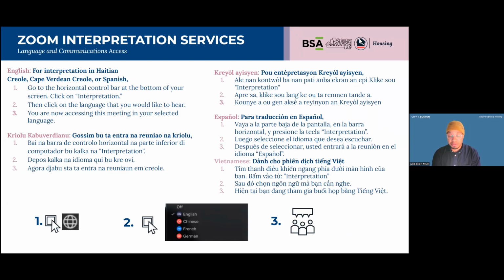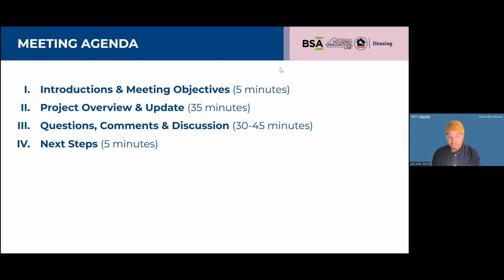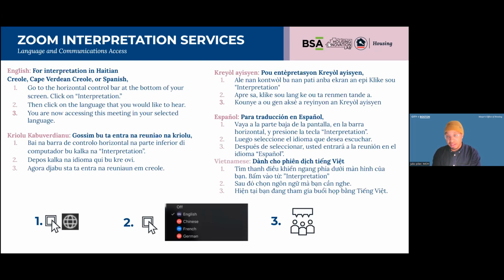So if you do want to access one of these services, there is a way to join the language line in the Zoom. So if you look at the horizontal bar at the bottom of your screen, it may be at the top of your screen depending on which version you're using, but there should be a bar which has the menu on it, and that's the control bar. So if you click on that, there should be an icon for interpretation. So if you select that icon, it'll give you the different languages that we're offering tonight, and you'll be able to join that channel and access that language.